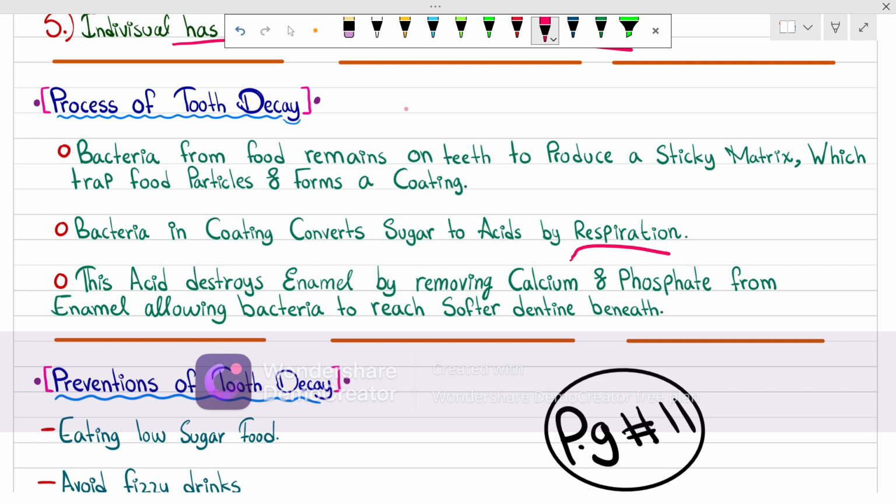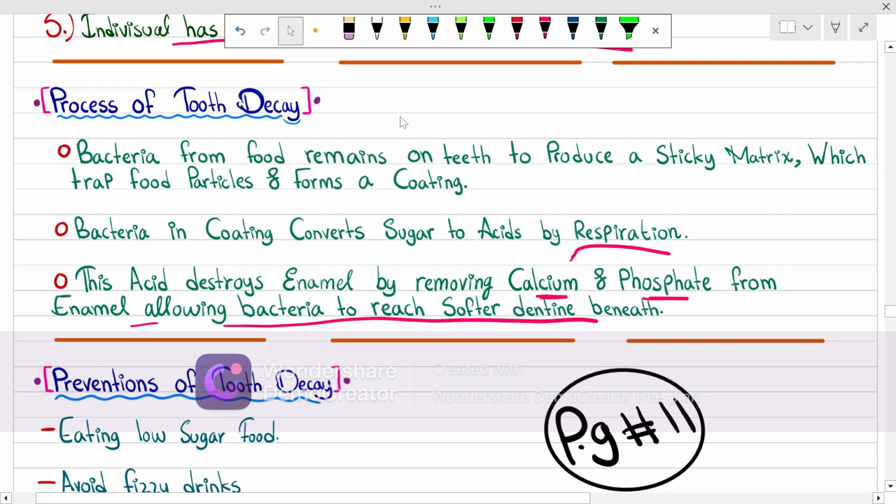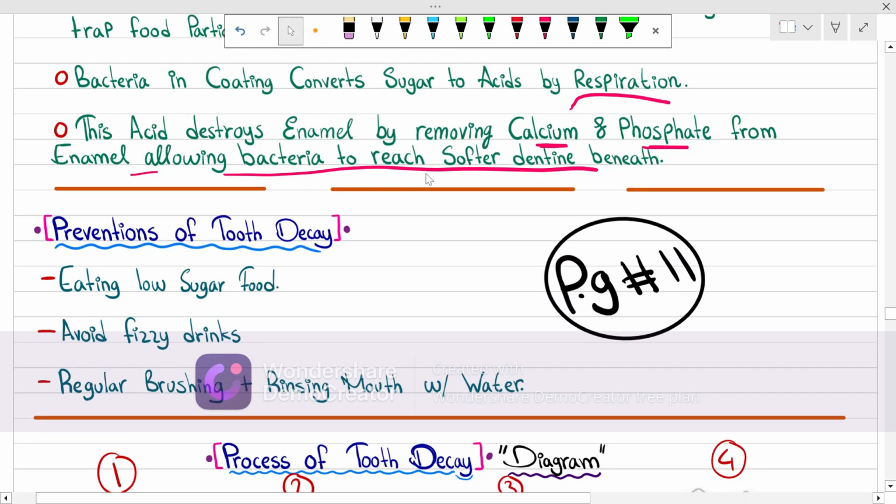This acid destroys the enamel, the outer layer of the tooth, by removing calcium and phosphate from the enamel and allows bacteria to reach the softer dentine beneath it. How to prevent tooth decay? Eat low sugar foods, avoid fizzy drinks, and regularly brush and rinse the mouth with water.